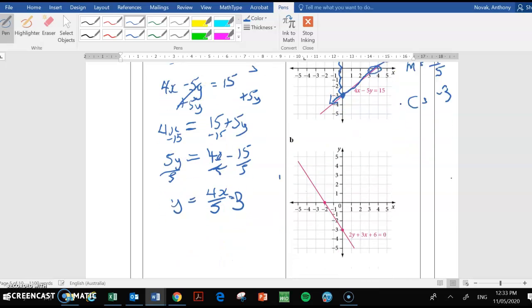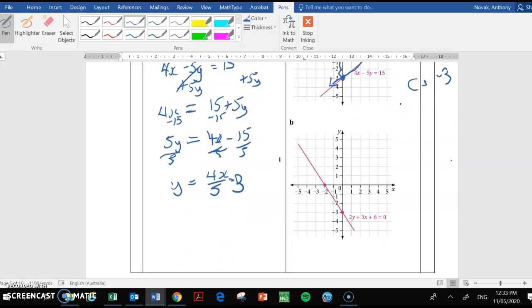While I have you here, the second one was doing the x-y intercept method. So my suggestion is to take that plus 6 across. So let's change color. So we go 2y plus 3x. And I'm going to get rid of that 6, so that's minus 6 to both sides.